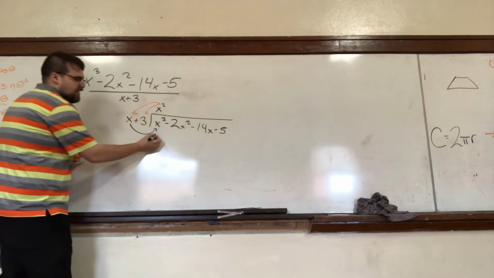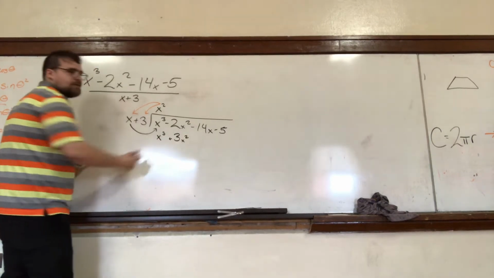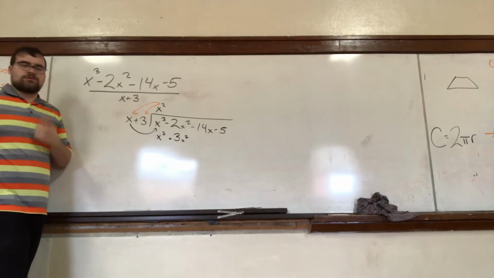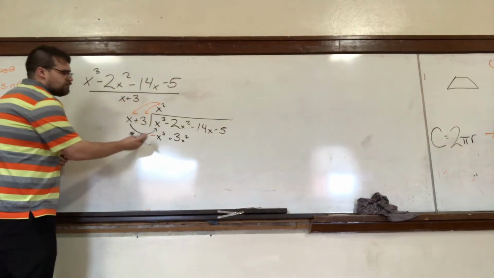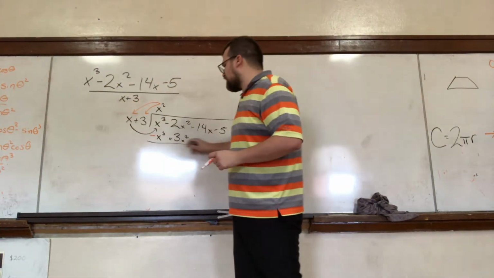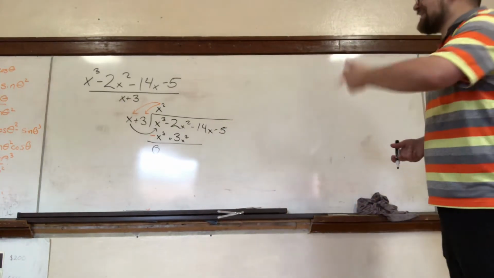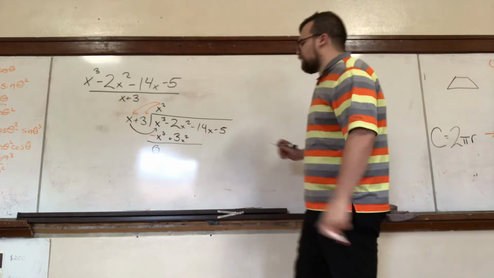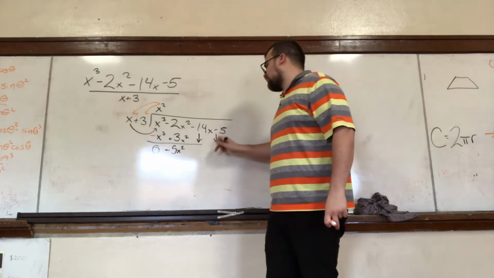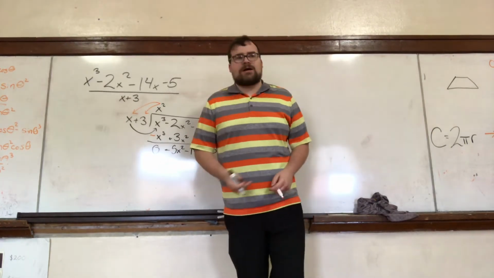X squared times x makes x cubed. X squared times 3 makes positive 3x squared. Do we add or subtract? Subtract. Long division is always subtract. Synthetic division is always add. So we subtract these. X cubed minus x cubed, we get a 0. They're going to cancel out. But then we have negative 2 minus 3, so we end up with negative 5x squared. These drop down as per usual, minus 14x minus 5. And then we start the process all over again.